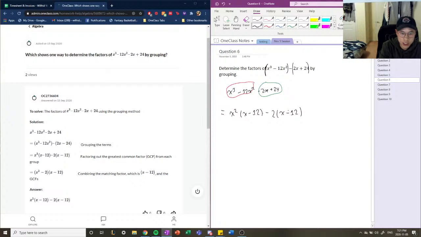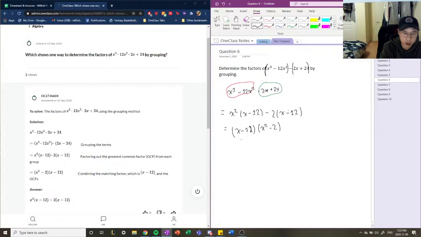We notice that this term and this term have the same factor. Now, it's not a number, it's not a variable. It's a combination of that. It's a variable subtracted by a number, but they have the same factor. So we can factor x minus 12 out of this and x minus 12 out of that. And what do we get? We get x minus 12 times x squared minus 2. So this is an alternative way of writing what we have here. And lo and behold, we have factored this long third degree polynomial by doing the grouping technique.